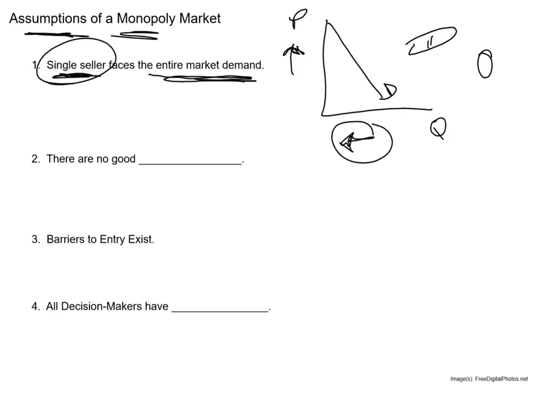And that ability to leave the market if they don't like the price is one way that buyers are able to get some amount of power in the market. Not nearly as much as what the sellers have when we compare it to a perfectly competitive market. Number 2 assumption: there are no good economic substitutes, right?